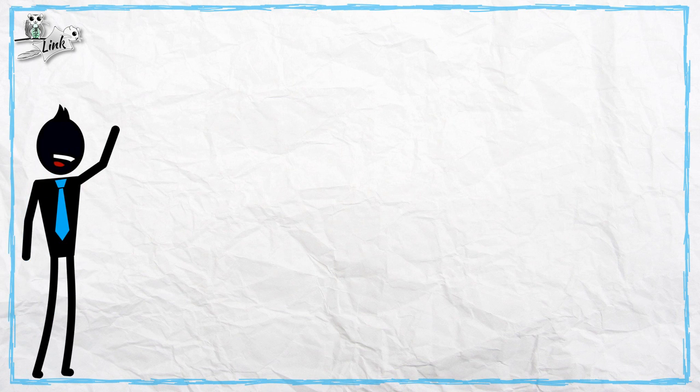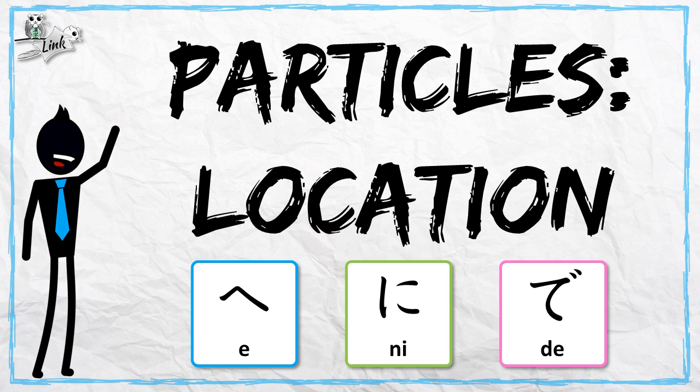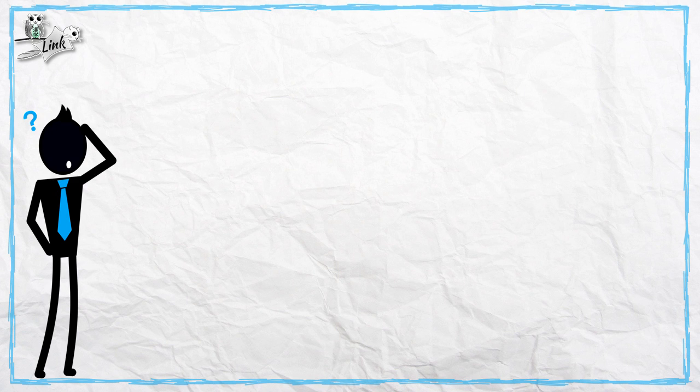In this video, we will learn how to express the location in Japanese with the particles e, ni, and de. It is a very important lesson because even advanced students mix up these particles. But wait a minute, what are particles?